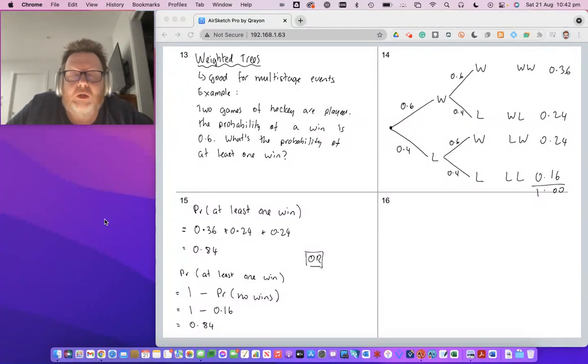So 1 minus the complementary is frequently a quicker way of calculating the result than trying to calculate all the multiple outcomes that might match. You just need to be aware of that and be sure to look out for it.